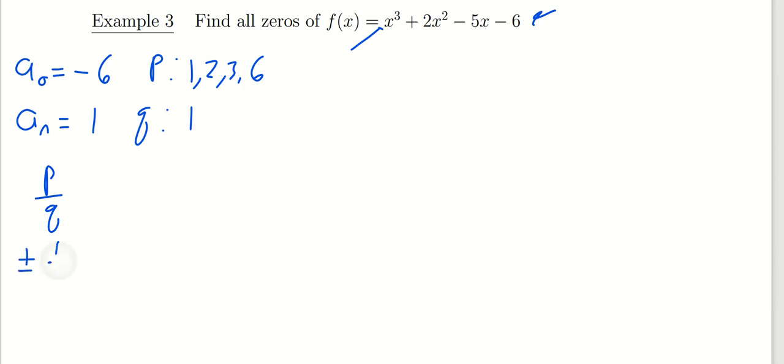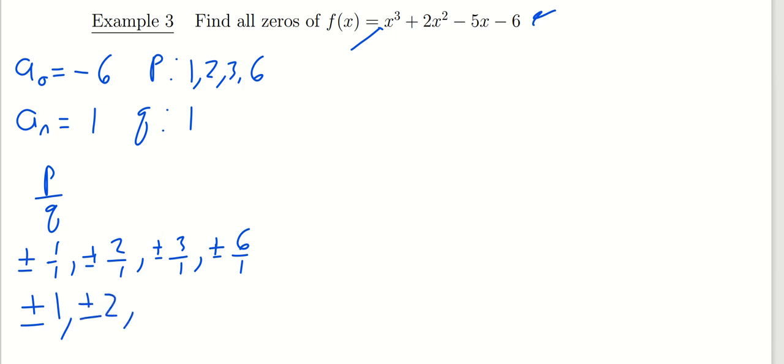So it's going to be plus or minus 1 over 1, plus or minus 2 over 1, plus or minus 3 over 1, or plus or minus 6 over 1, which very easily simplifies to just plus or minus 1, plus or minus 2, plus or minus 3, and plus or minus 6. So these are our candidates. And now we're going to go through this list and start to see if we can find one. Generally, I start by working through the positive numbers first.